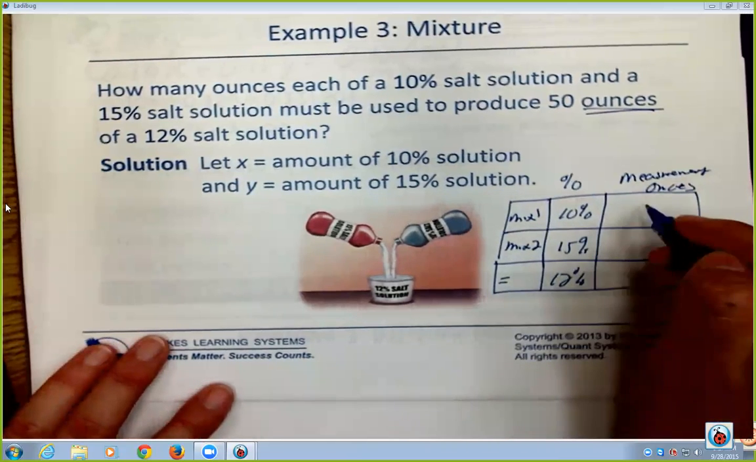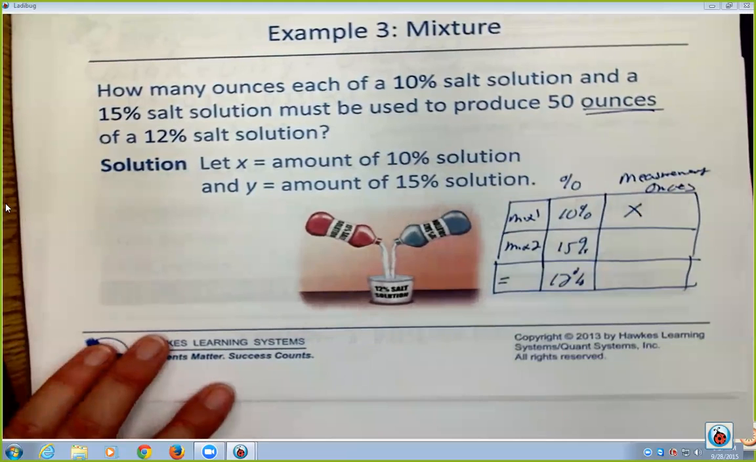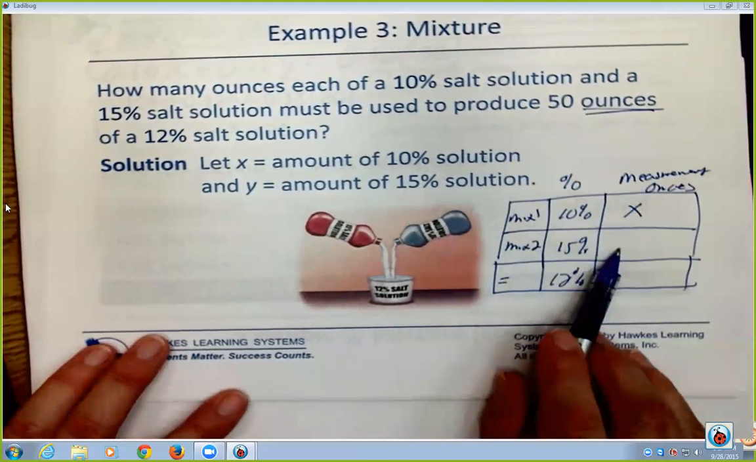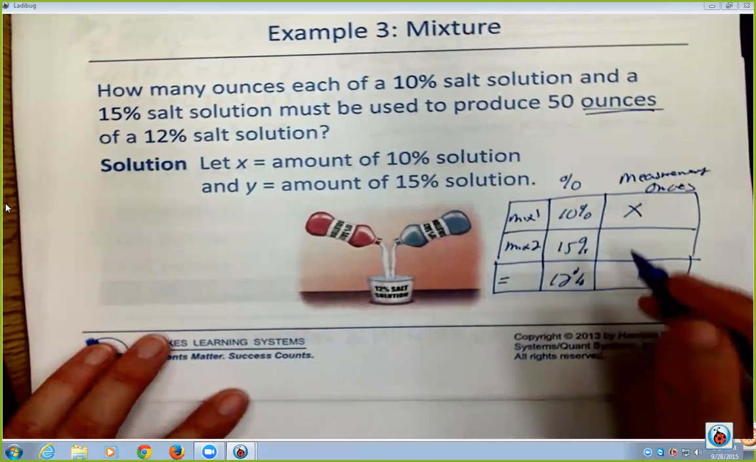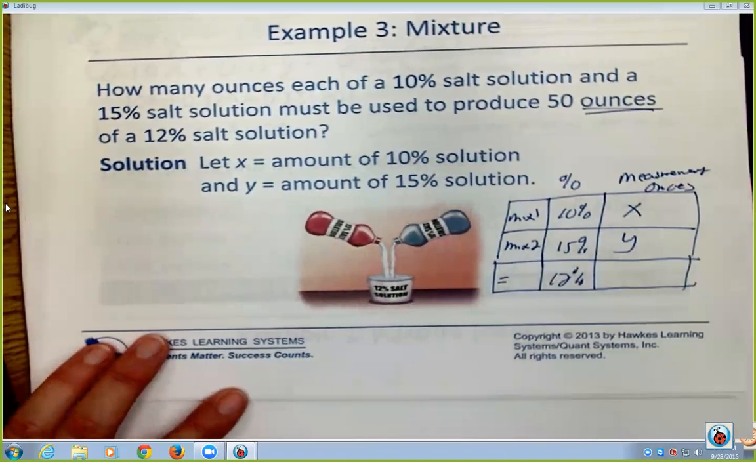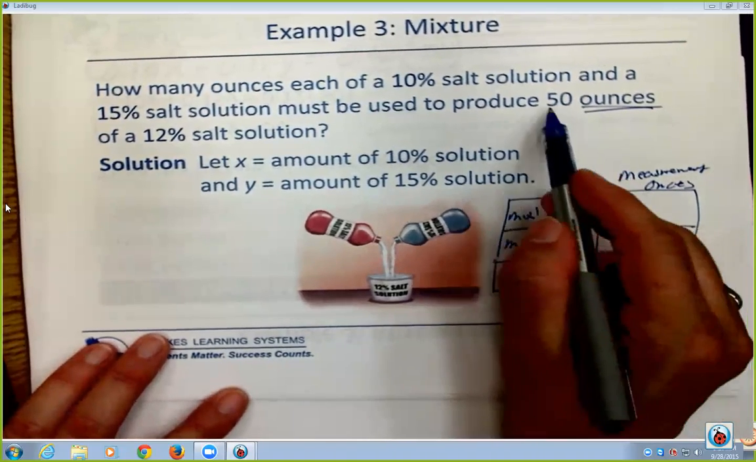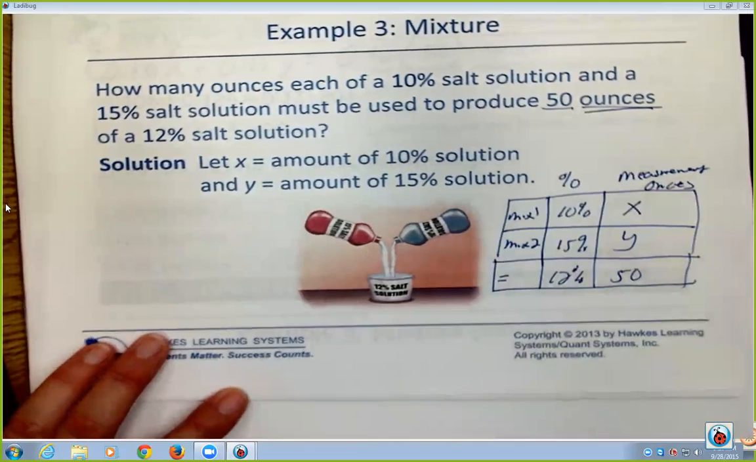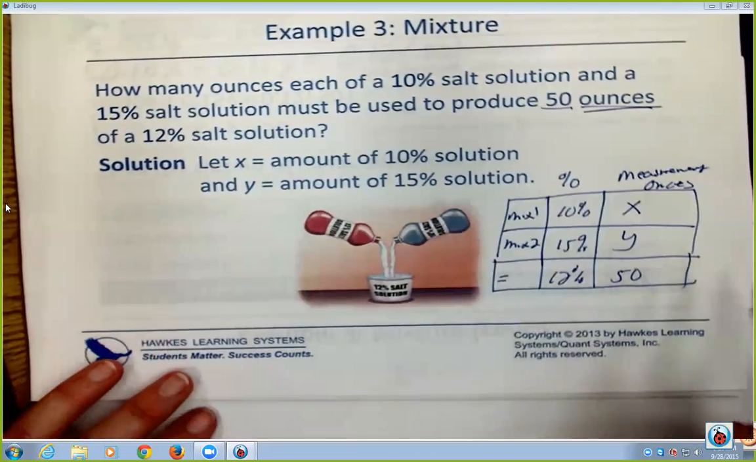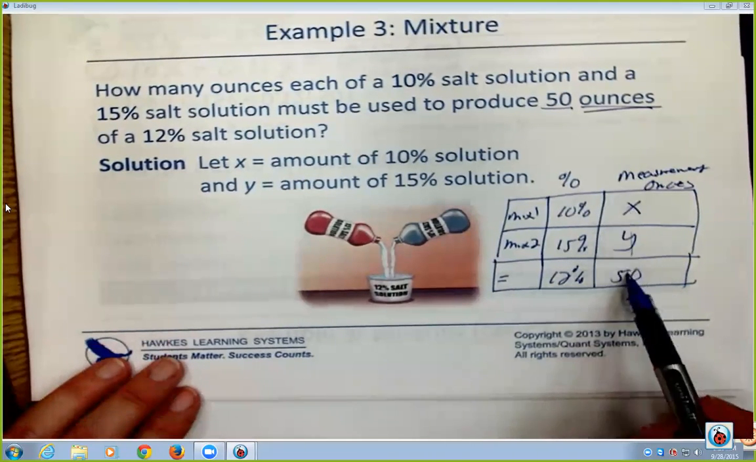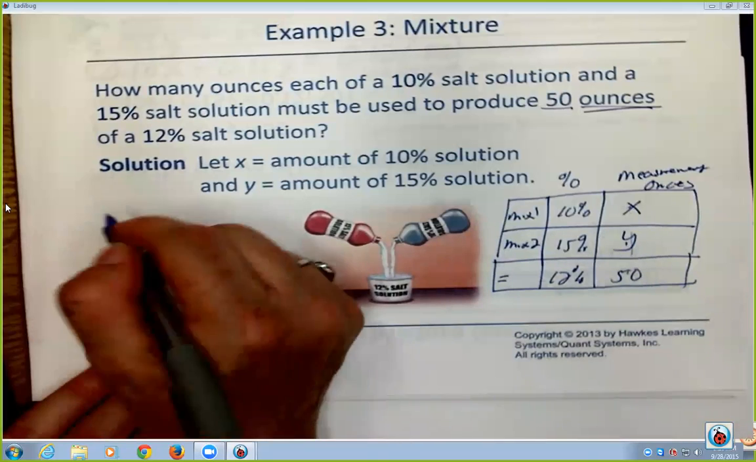Since I'm in double variables, I can say that's X. How many ounces of a 15% do I have? Y. And how many ounces do I have altogether? Well, they give me that one, which is 50. So if I get my 2 equations out of here, one is going to be here, X plus Y equals 50.